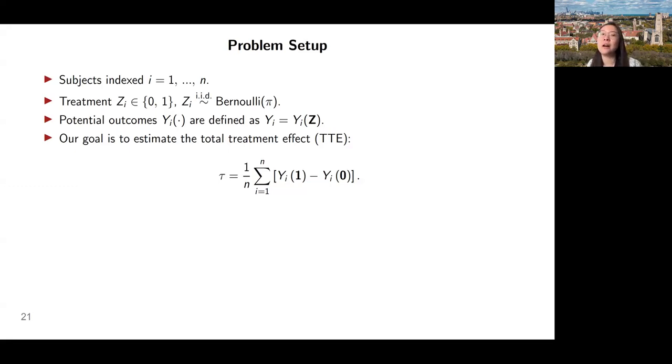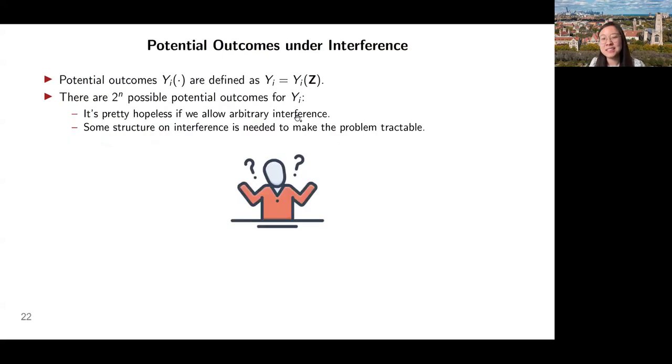And we have this potential outcome model that says that, because of interference, the outcome is a function of the entire treatment vector Z, like Z_1, Z_2, up to Z_n. The goal is to estimate something called the total treatment effect, which is: if we put everyone into the treatment group, what is the average outcome, minus if we put everyone into the control group, what is the average outcome.